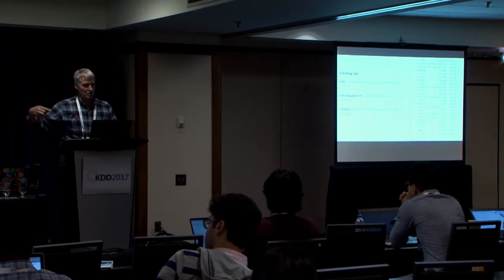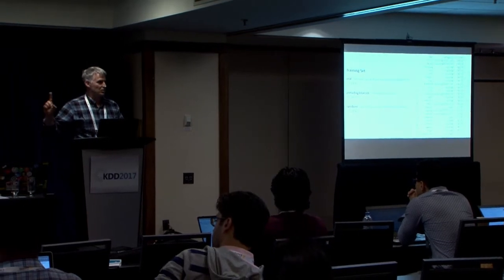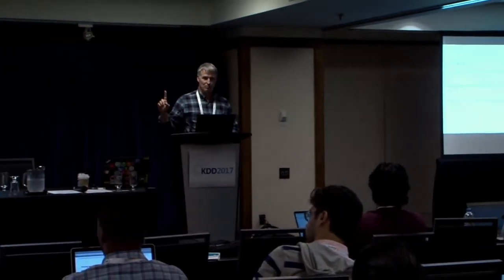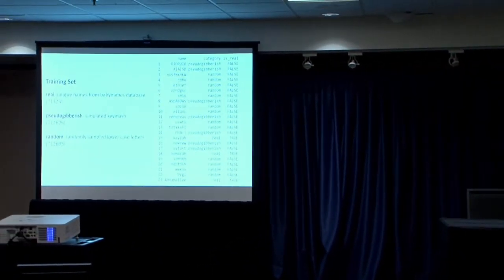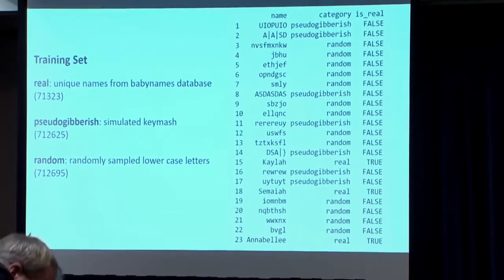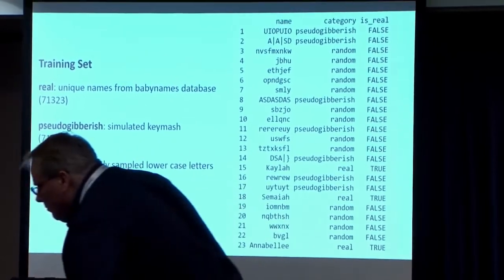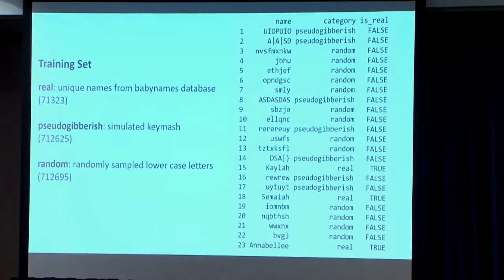Now, I want to distinguish these from gibberish names. I don't really have a good source of actual gibberish, so I had to make something up. I made two kinds of gibberish. The easy thing to do is just to randomly select letters from the alphabet. But really, very few people randomly select letters from the alphabet when they fill out a web form. They're more likely to just mash on the keyboard.